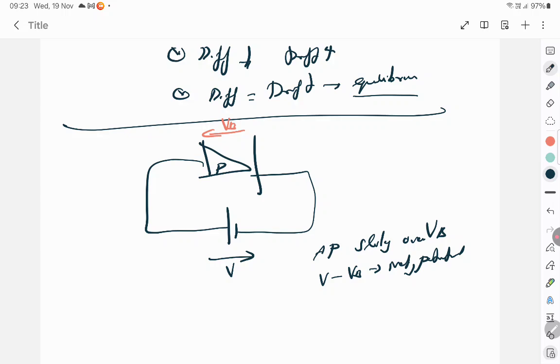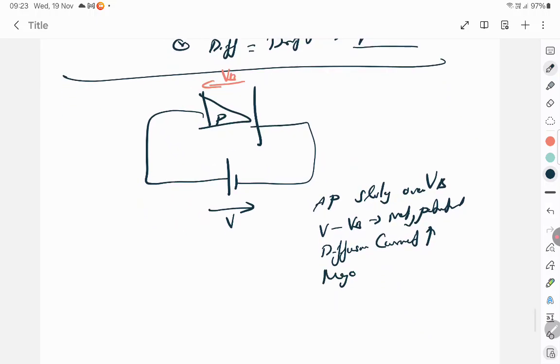The barrier potential decreases, so diffusion current increases. Majority carriers start flowing, thereby allowing the ammeter to show deflection. It will show milliamp deflection, as milliamp current flows through.